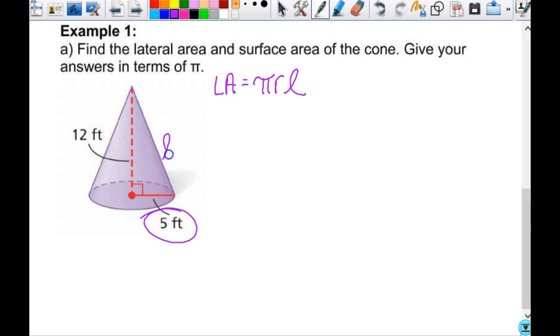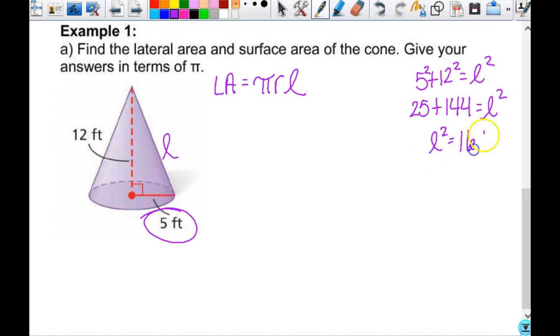Yes. This is the slant height that I need. What do I do to find it? Pythagorean theorem. So it's 5 squared plus 12 squared equals L squared. 25 plus 144. L squared is 169. So what is L? 13. So this actually is a Pythagorean triple. You didn't recognize it? That's fine, because when they're Pythagorean triples, it makes the Pythagorean theorem really easy. No big deal. So L is 13.